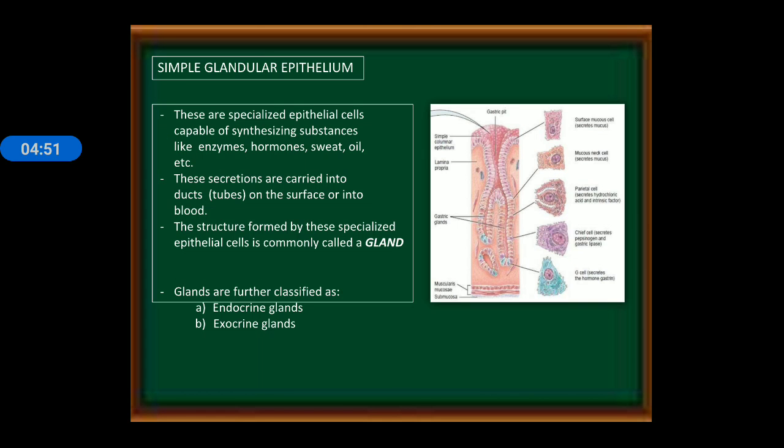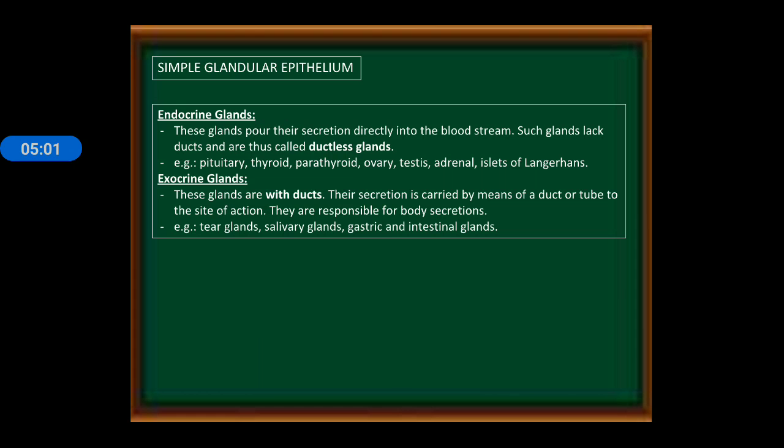Then simple glandular cells, as the name indicates, help in the secretion of various types of enzymes, hormones, sweat, and oil. Examples of glandular cells are endocrine and exocrine. Endocrine glands pour secretion directly into the bloodstream. Such glands lack ducts and thus they are called ductless glands. Examples are pituitary gland, thyroid gland and parathyroid gland. Exocrine glands are with ducts and the secretion is carried by means of a duct or tube. Examples of these exocrine glands are tear glands and salivary glands.